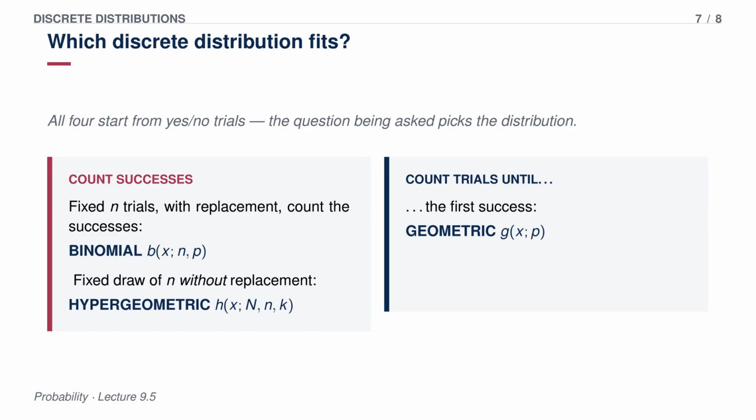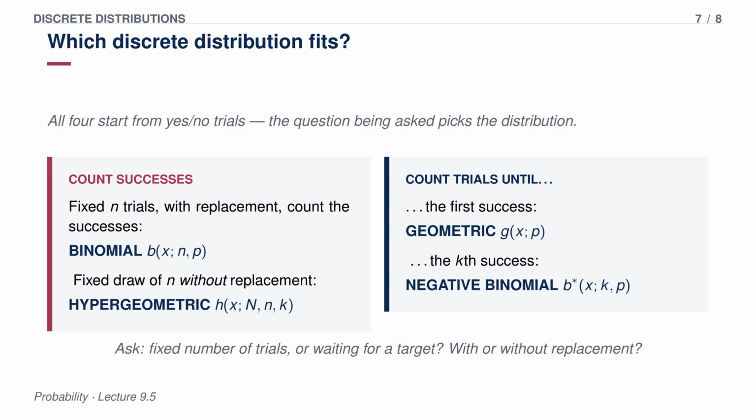But if you're not counting in a fixed batch, you're waiting, running trials until something happens. Then ask, waiting for the first success? That's the geometric. And waiting for the kth success, negative binomial. Pascal. So really just 2 questions: fixed number of trials or waiting for a target, and with replacement or without. Answer those 2 and the distribution picks itself.